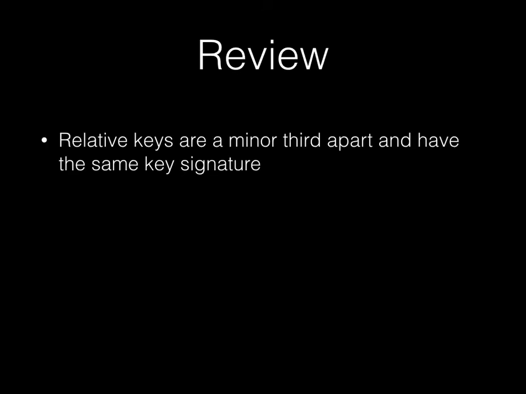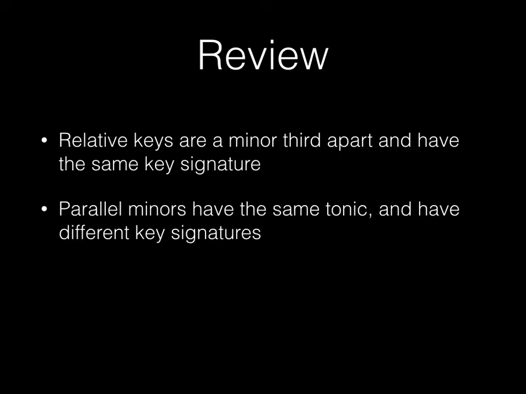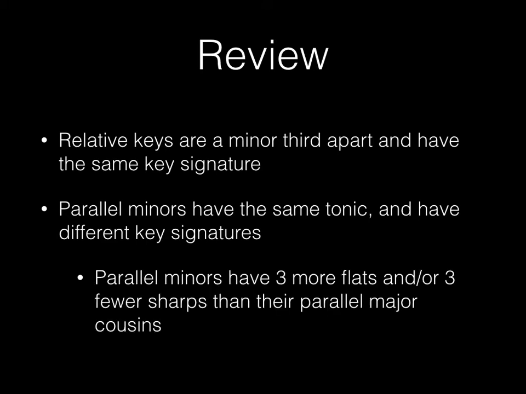Finding minor key signatures, or knowing what sharps and flats you've got in your minor key. So let's review for a moment. Relative keys are a minor third apart and have the same key signature, where the relative major will be a minor third higher than the relative minor. Parallel minors have the same tonic and have different key signatures, and particularly parallel minors are going to have 3 more flats and/or 3 fewer sharps than their parallel major cousins.